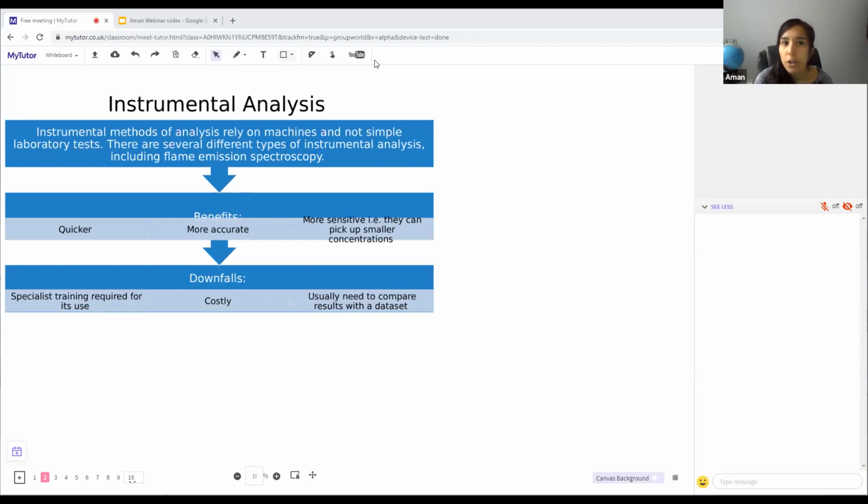Any questions on that at all? Someone's asking, is this a reliable source? I'm not sure what you mean. Do you mean is flame emission spectroscopy a reliable source? Okay, so no one's asked me any questions about instrumental analysis.